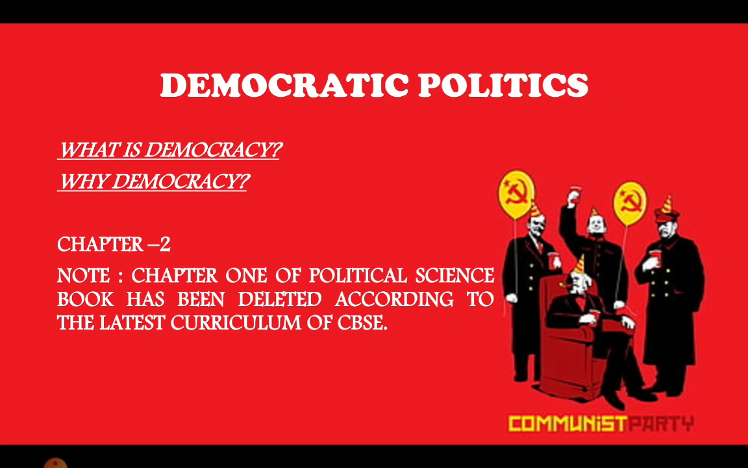Today, we are beginning with our new subject, political science. You need to remember over here that the first chapter of our political science book has been removed from the CBSE curriculum of 2022. That was Democracy in the Contemporary World. So, we have to start with the second chapter of Democratic Politics, that is, What is Democracy? Why Democracy? So now let's begin this chapter.